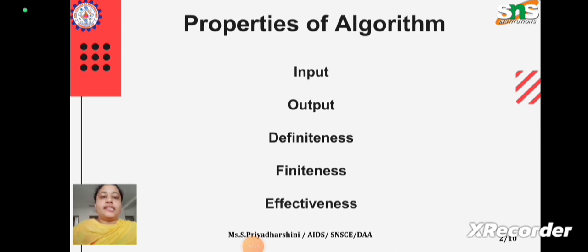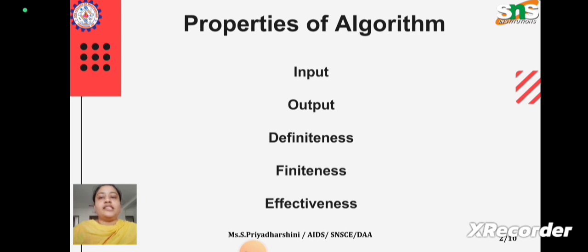Let us see the next characteristic of an algorithm. The next characteristic is the output of an algorithm. An algorithm must produce a minimum of 1 output. So that means 1 or more outputs. Without output, we can't write any algorithm. So an algorithm must produce at least 1 output.